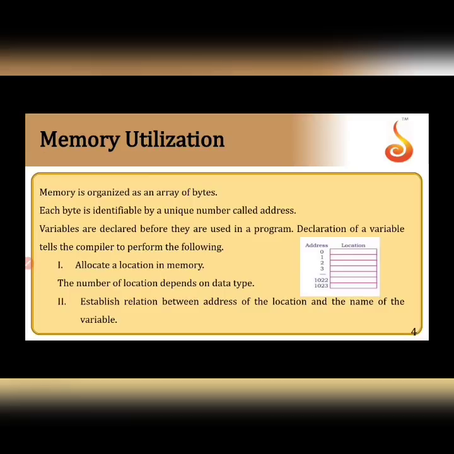The next is memory utilization. Memory is organized as an array of bytes, and each location in memory has an address, which is a hexadecimal number. So what is a byte? A byte is nothing but 8 bits. And what is a bit? 0 or 1 is a bit, and 8 bits make 1 byte. It's an array of bytes.